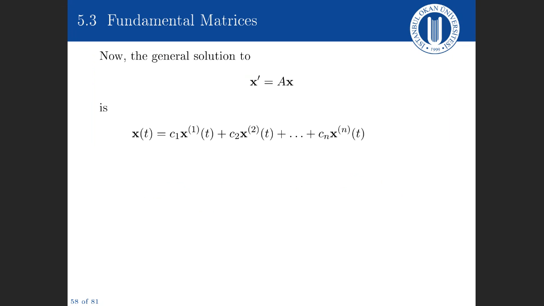Now, back to the theory. The general solution to x prime is equal to Ax we can write as a linear combination of the functions in the fundamental set of solutions. Or, there's a neater way to write this. We can write this as a fundamental matrix multiplied by a constant vector.